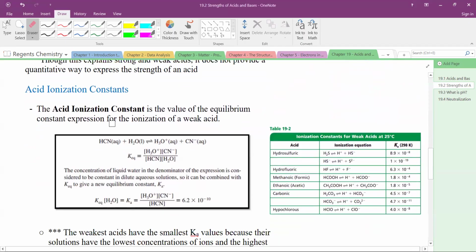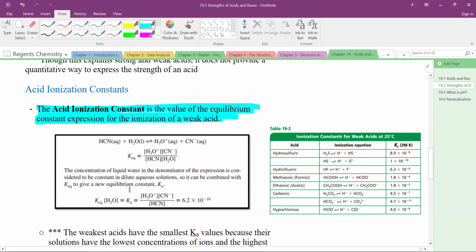Which brings me to our acid ionization constants. Okay, and this is where we put math on this thing. So it says the acid ionization constant is the value of the equilibrium constant expression for the ionization of a weak acid. Notice this is only for weak acids. This is not for strong acids, which aren't really at equilibrium. They're just fully dissociated. Okay, but for weak acids, okay.